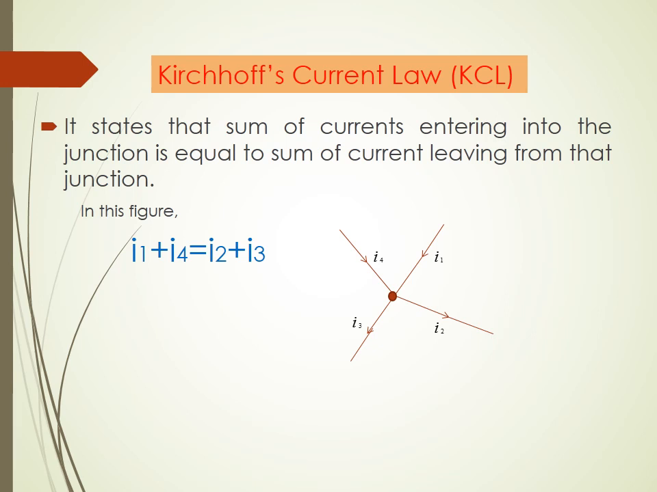Next we are going to see Kirchhoff's current law. Kirchhoff's current law states that the sum of the currents entering into a junction is equal to the sum of the currents leaving from that junction. So in this figure, this is our junction. Here two incoming currents and two outgoing currents. So I4 and I1 are the incoming currents and I3 and I2 are the outgoing currents. So according to Kirchhoff's current law, we can write I1 plus I4 is equal to I2 plus I3.